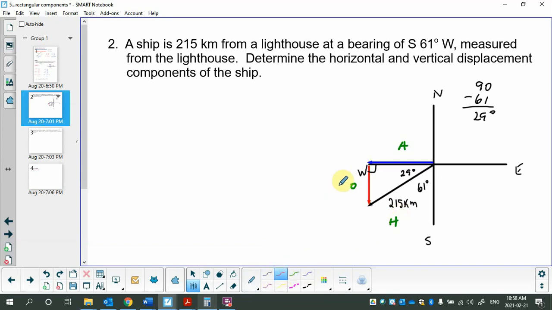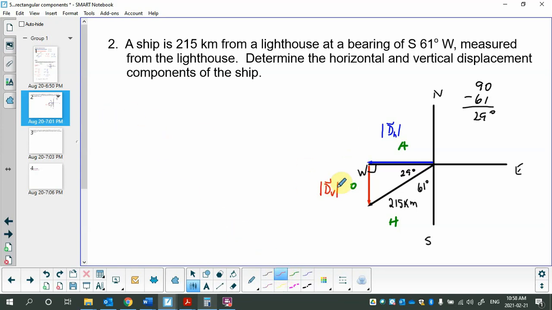Okay, so I'm going to call this side displacement vertical vector, and I'm going to call this side displacement horizontal vector. And I'm not going to show as much work as I did the last time because I think I'm better at it the second time around.